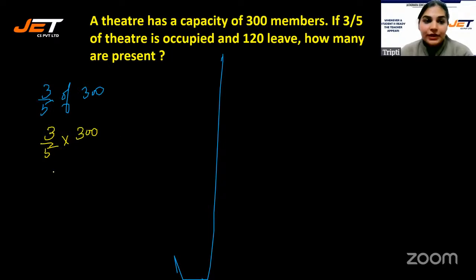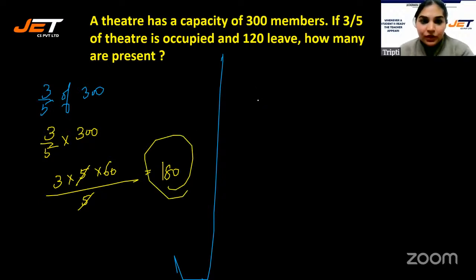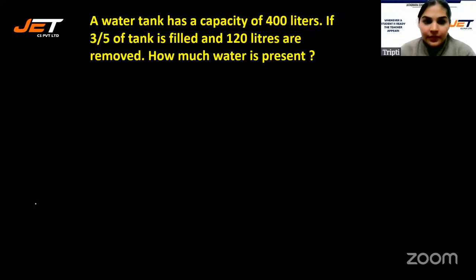So 3/5 of 300, I'll write it as 5 times 60, and in the denominator it's 5. So 3 times 60 is 180. Okay, now 120 leave. 180 was the number of people there. 120 left. So how much is left? It is 60. 60 people are left. Let's do this now.